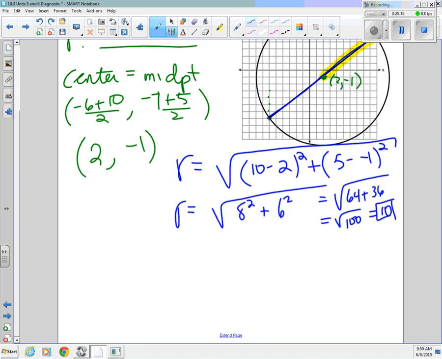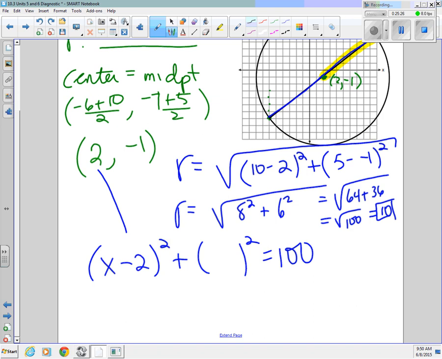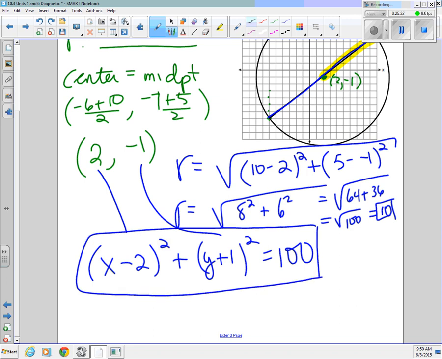So now my equation of the circle. I have something squared plus something squared equals the radius squared, which is 100. I have my x minus 2 squared plus y plus 1 squared equals 100. Remember, those coordinates are negated.